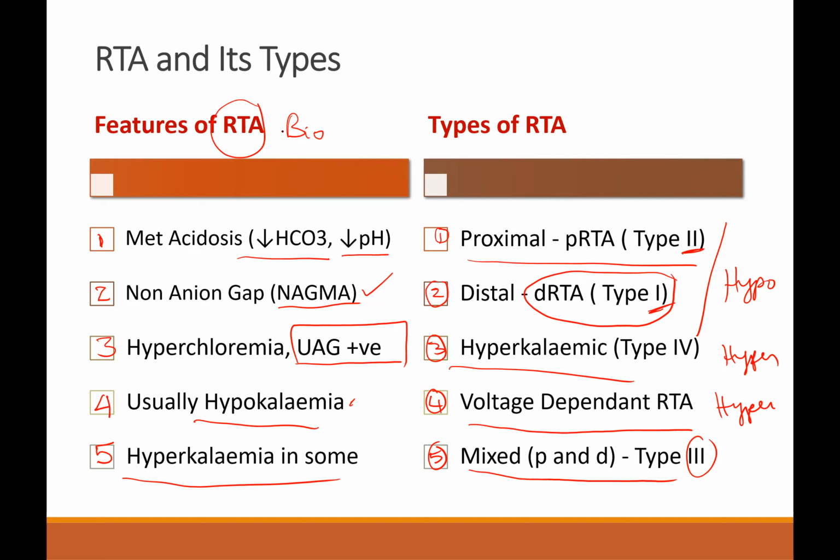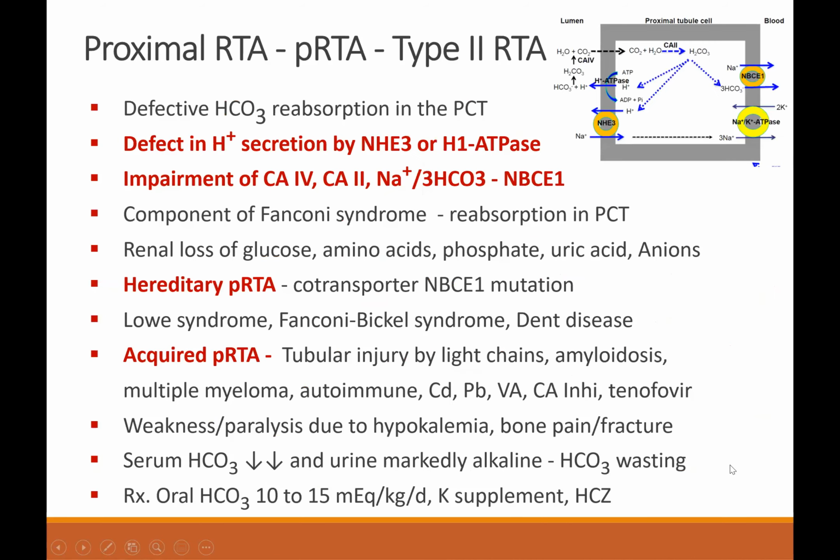And what is type 3? Type 3 is nothing but mixed P and D, that is proximal and distal, which is called the mixed RTA, which we will not be studying at length. We will be studying only 1 and 2 in greater detail, 3 to some extent, and a mention about the voltage dependent RTA. So remember, these could be essay questions or theory, short notes questions also.